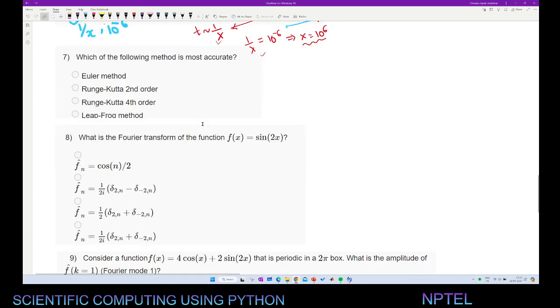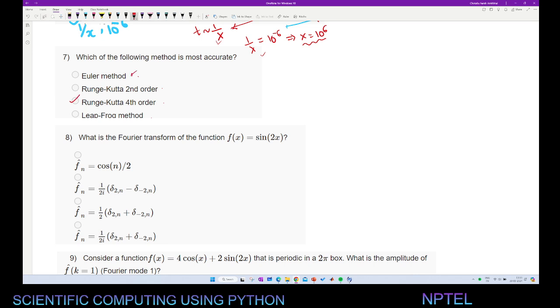Okay. Question number 7. Which of the following method is most accurate? Is it Euler, RK2, RK4, or leapfrog? 3. Aparna says 3. Anil Kumar 3. Dipankar 3. Rajesh 3. Right. Okay. So that's the correct answer.